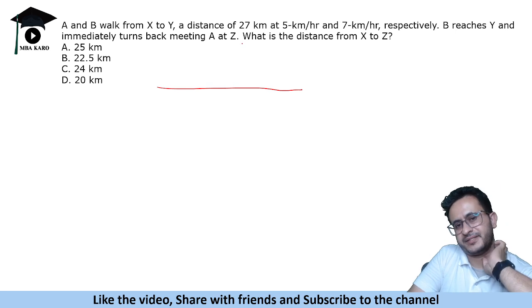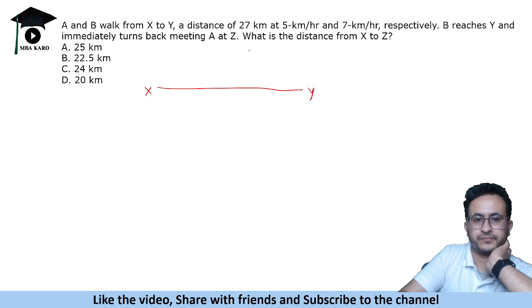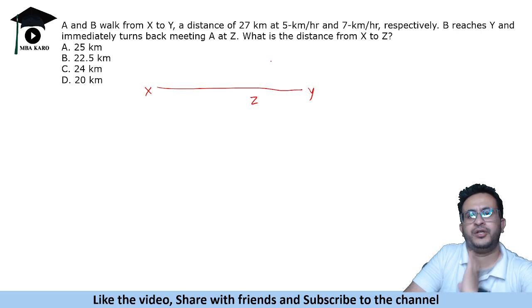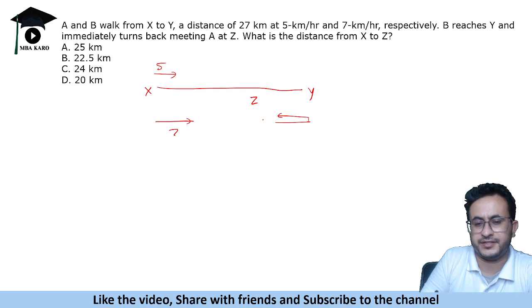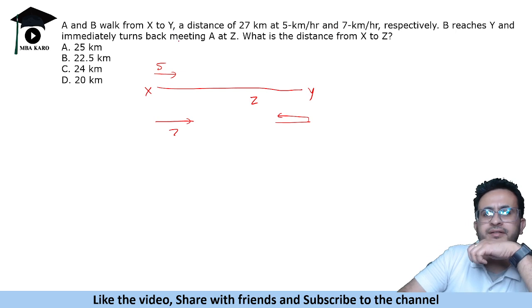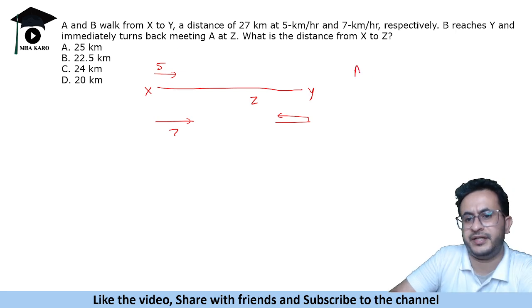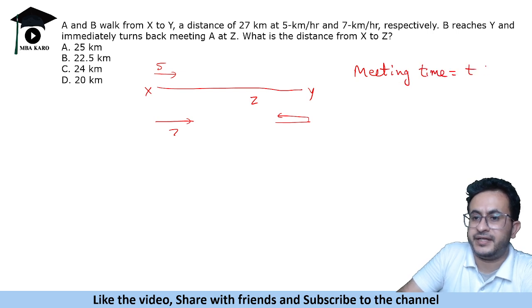So what happens is, this is X to Y. Then B returns. So A goes at the speed of 5 and B goes at the speed of 7. So B reaches this position first and then returns. Okay. So suppose they meet A at Z. Suppose the meeting time is T hours.